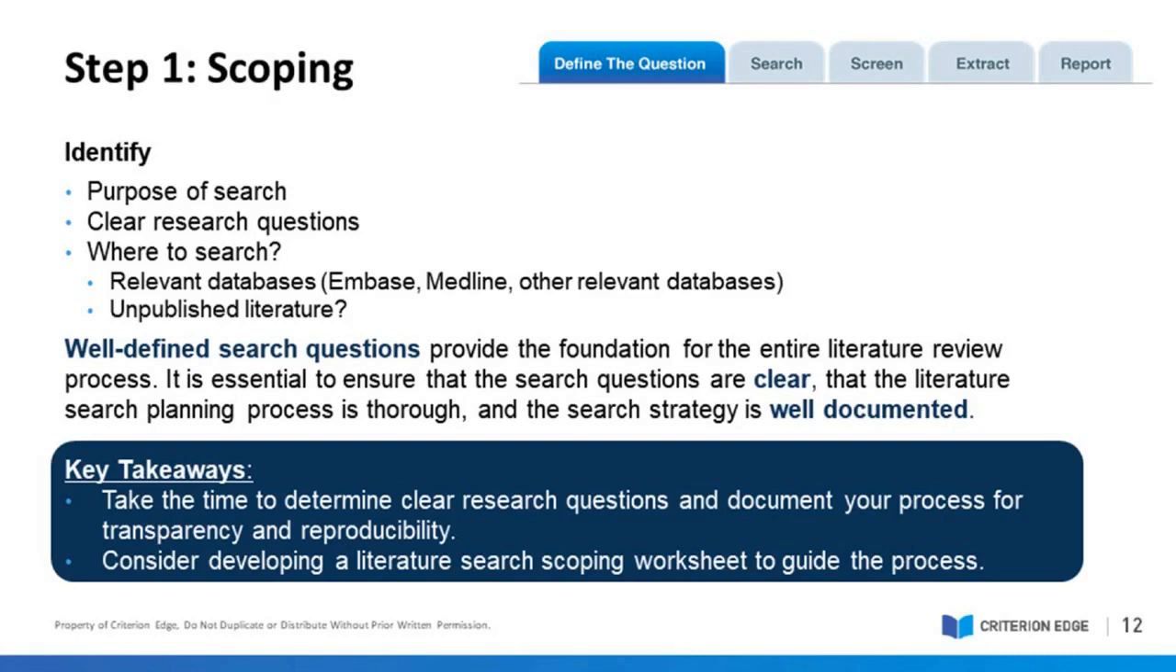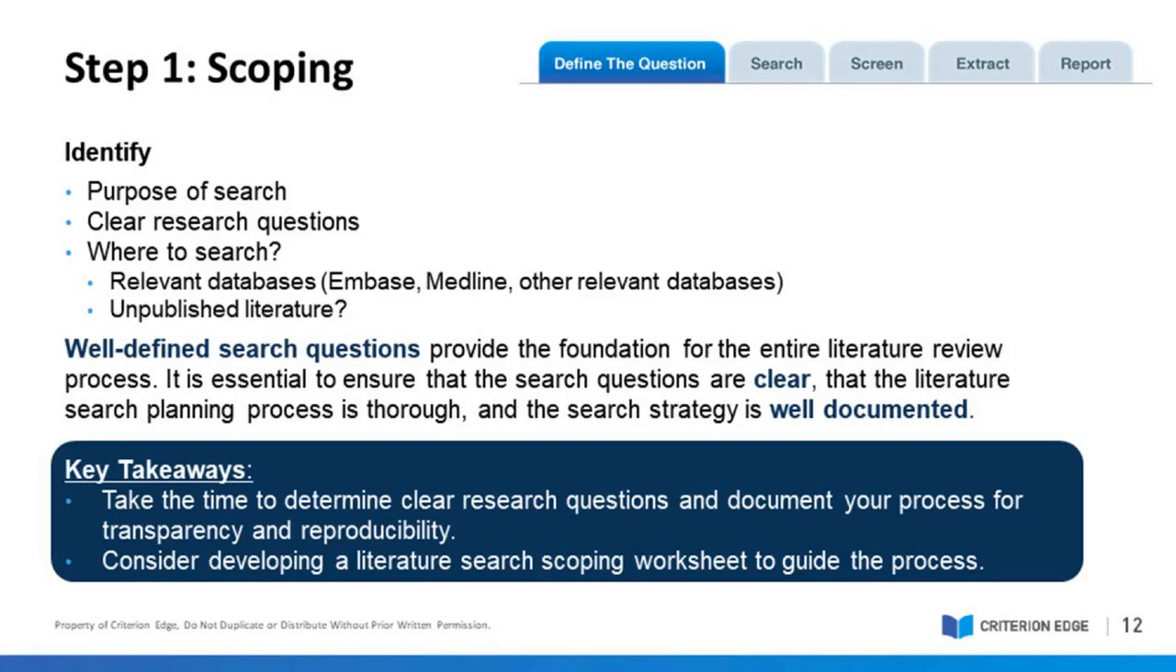Determine where to search by identifying relevant databases such as Embase and Medline, as I discussed, SciSearch, and others. And will other sources of data be considered, such as unpublished literature or web content? A well-defined scoping process provides the foundation for the entire literature review.